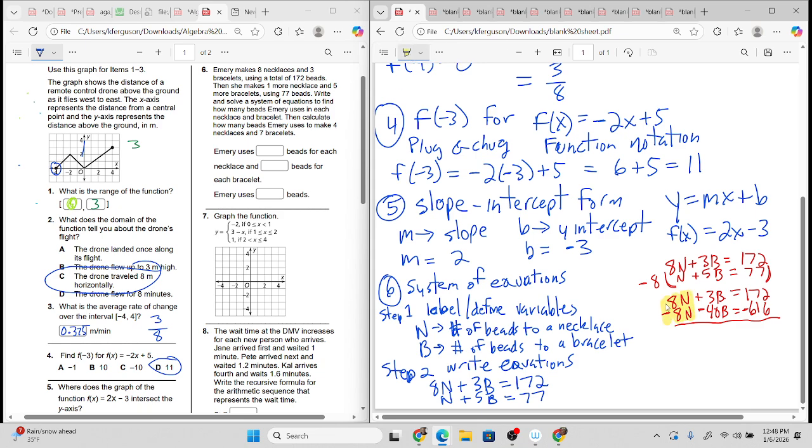This and this cancel each other off. It goes to 0, so it's gone. Don't even need to worry about it anymore. But here I've got a positive 3B and a negative 40B. So that's going to give me -37B. And then here I've got a positive 172 and a negative 616. So let's see, it's going to be a negative. I got to borrow. So that's going to be 444. So now I got -37B equals -444. So I need to divide by -37.